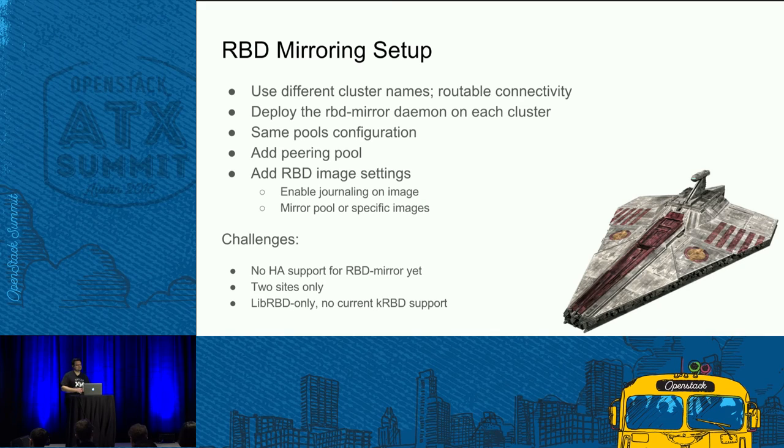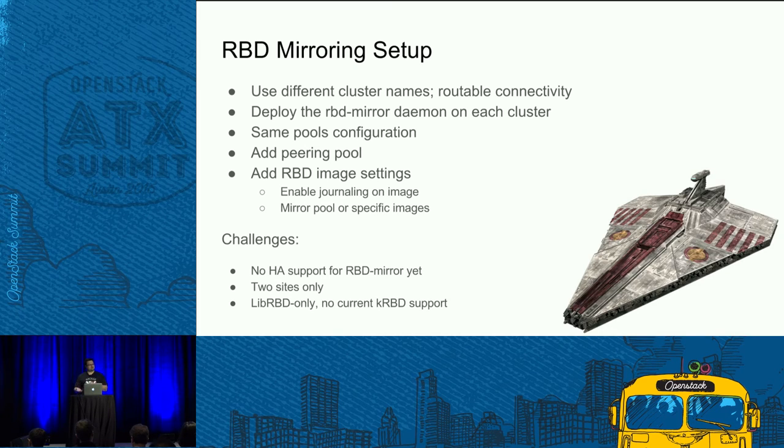Here are the details of how this is actually set up. You have to have different names for the clusters. As I was saying, you must have full routable connectivity between the two RADOS clusters. You deploy the daemon at the secondary site. You create pools that have consistent configuration at the primary and at the secondary. Then you instruct the pool with the peering command. You tell the pool where it is peering to so that it discovers the secondary.